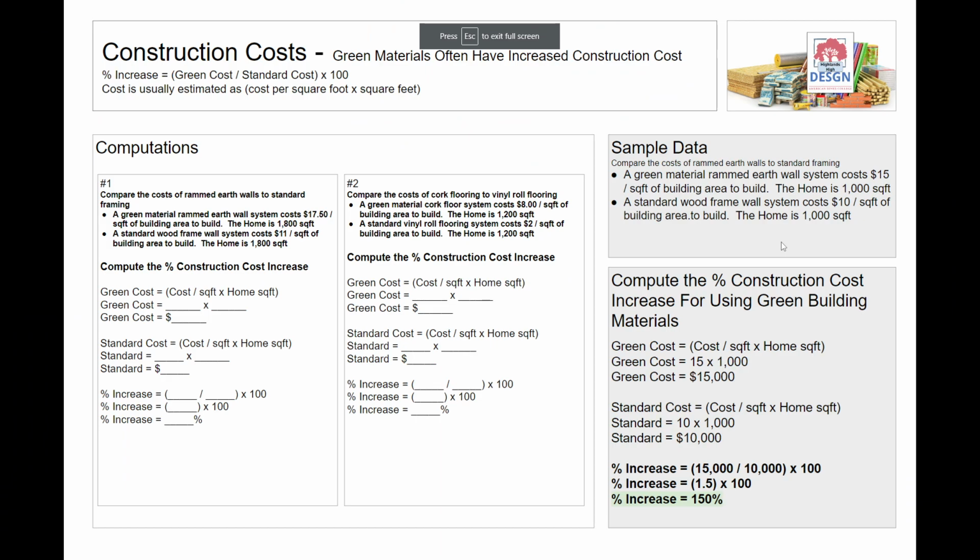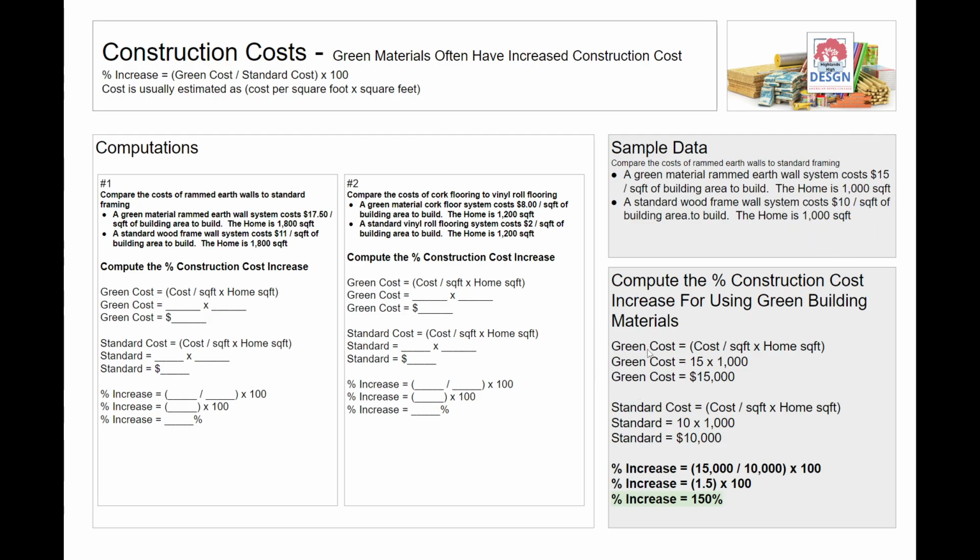Okay, and I'm going to put it into slideshow mode. It's a little bit easier to see. So if we have a green material that's a rammed earth wall system, and typically right now that costs about $15 per square foot of building area. So if I have a certain size building of 1,000 square feet, I'd multiply that by 15 to get the cost. Standard wood frame only costs about $10 per square feet. Okay, so I've got these two costs per square feet. It's the same home, 1,000 square feet. Let's figure out what it is.